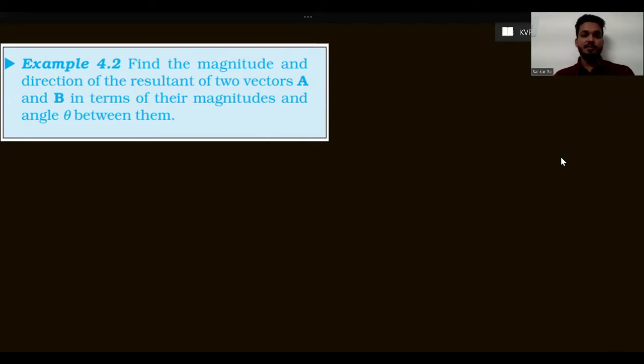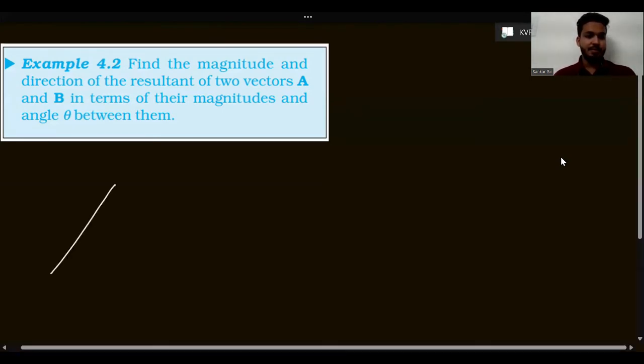Let me show you how to write the answer if this question is asked in boards or UTs or whatever school exams you have. The question gives us 3 data: A vector, B vector, and theta, the angle between them. Let me draw them. This is the B vector. This is the A vector.